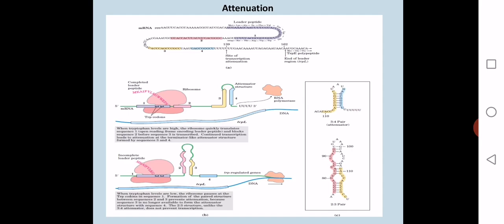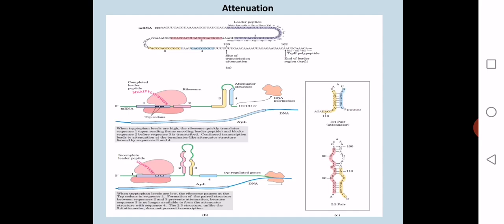So when the ribosome reaches that trp codon, since tryptophan is available in the system, the tRNA will supply tryptophan into the ribosome, so that the ribosome can move without any delay, without any complication, and the ribosome will pass the sequence 1 and will reach sequence 2. Meanwhile, the RNA polymerase would have moved to 3 and 4.